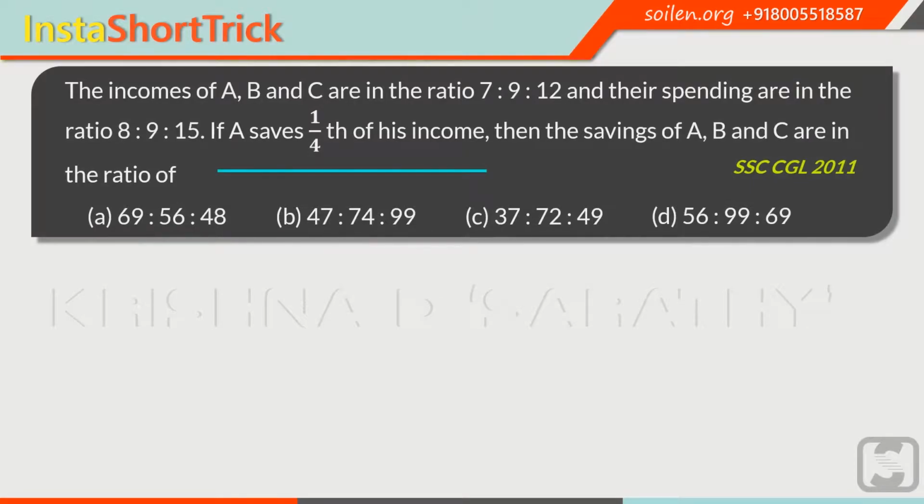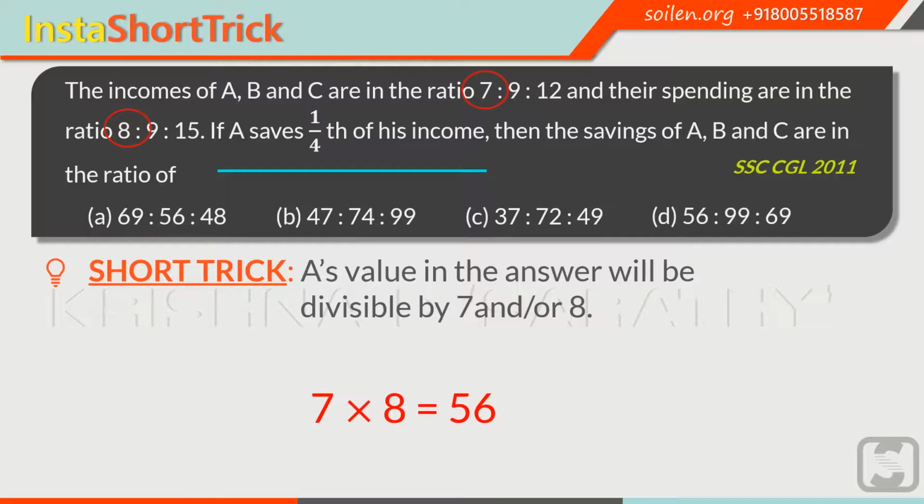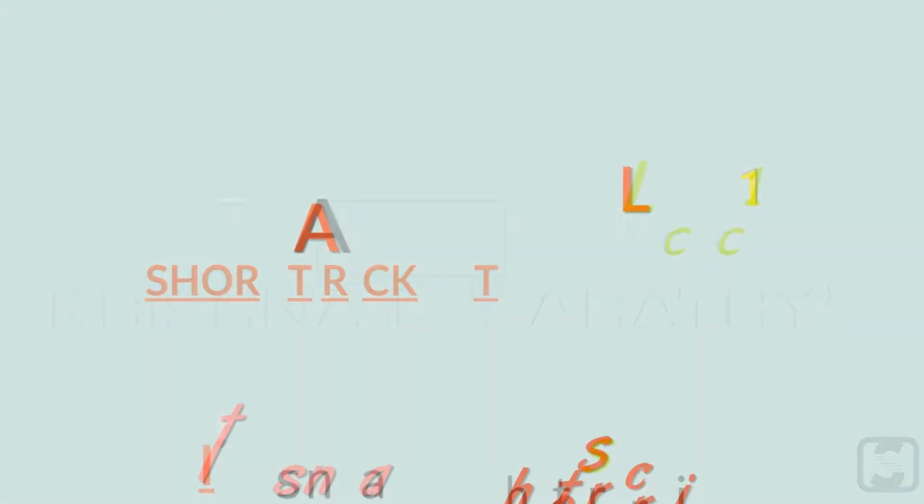A saves 1/4 of his income. So, we will use A's income and spending in the given ratios. A's income 7 and spending 8. Here you can apply a short trick and solve the question in no time. The simple trick is, A's value in the option should be divisible by 7 and/or 8. 7 times 8 is 56. You can find 56 in the option D, so D is the correct answer.